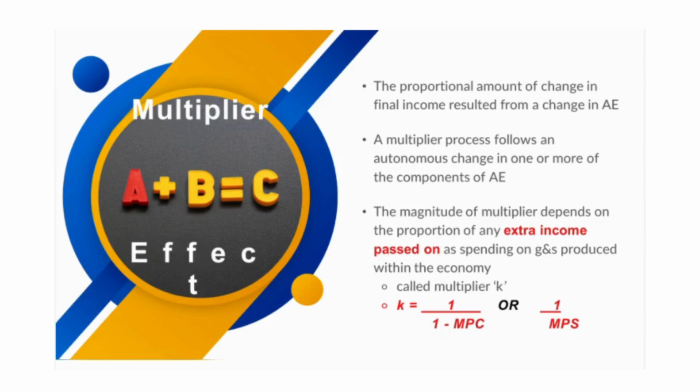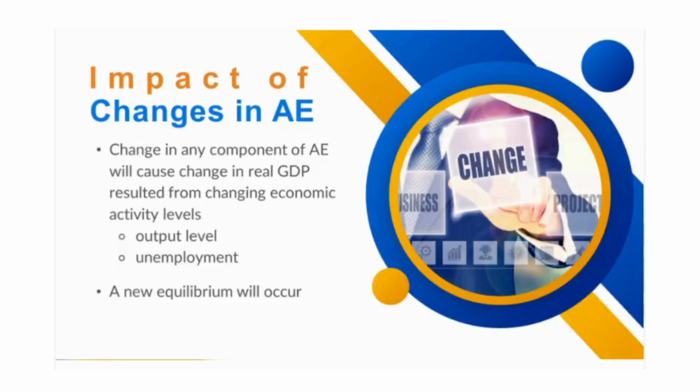The multiplier, K, is defined as the number of times an increase in income exceeds the increase in spending which caused it. In other words, an autonomous change in any component of A will result in a larger change in income. Changes in any component of A can alter real GDP, affecting output levels and unemployment. These changes lead to a new economic equilibrium.